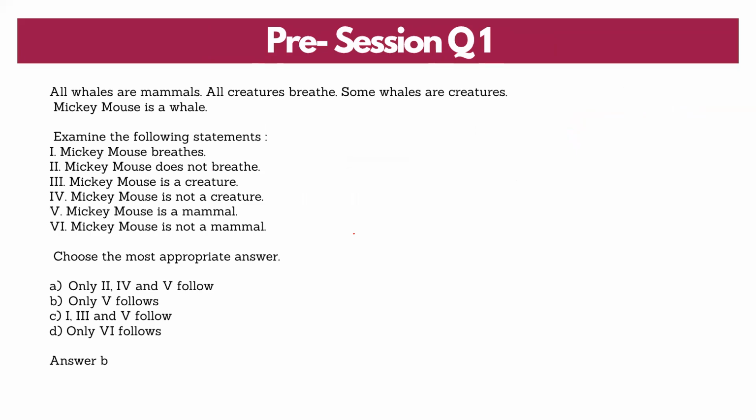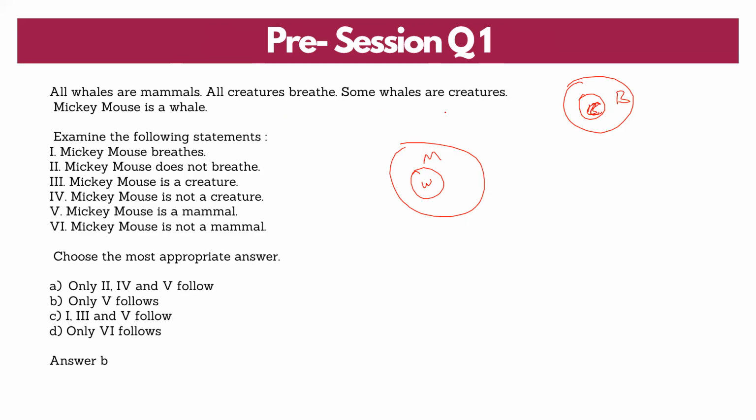Let us look at the question. This was from the AILET 22 exam. A lot of questions on syllogism. Let us see straight away. All whales are mammals. Very simple. Whales lies inside, mammals lies outside. All creatures breathe. For the time being, I am drawing it like this. So C lies inside and B lies outside.